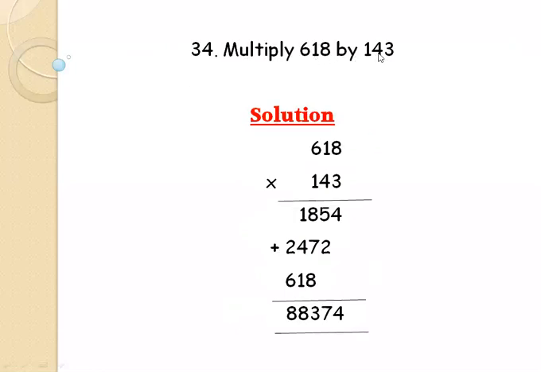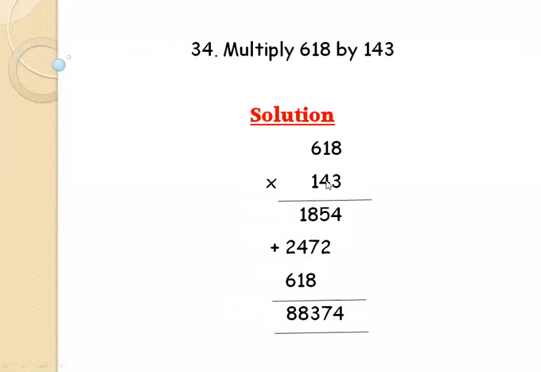This is question 6. 618 multiplied by 143. So I'm going to start, 618 multiply 143. Okay, so then we start. What is 3 times 8? 24. 4, I'll bring my 2 here. What is 3 times 1? 3 plus that 2, that is 5. What is 3 times 6? 18, isn't that? I'll write my 18 here.